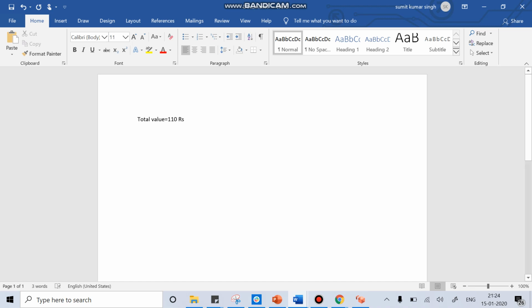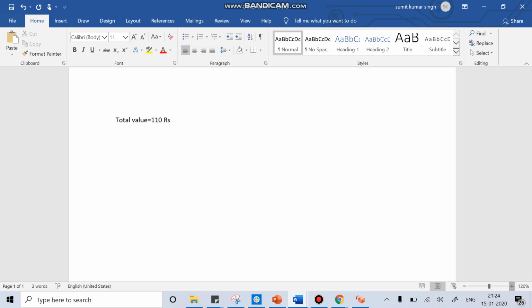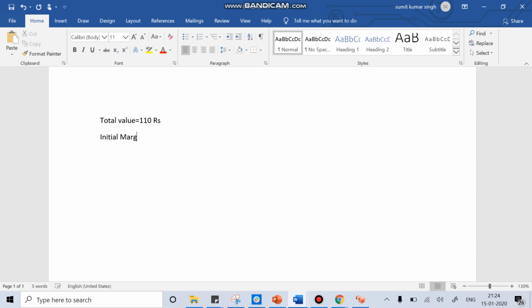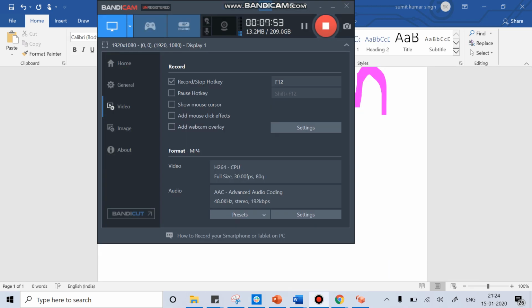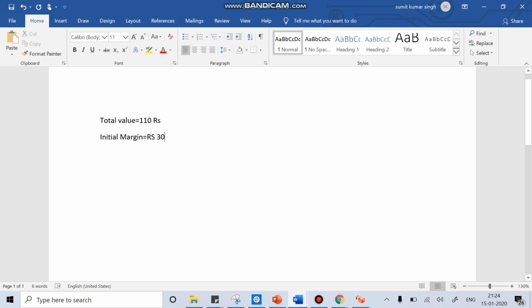Now both the long and short position holder have to deposit some amount to the exchange. Suppose the initial margin is calculated based upon the underlying asset. That VAR calculation is a little complicated to understand, and there's no need to discuss that right now. So both the long and short position holder decided that they will give 30 rupees to the exchange at the beginning of the contract.